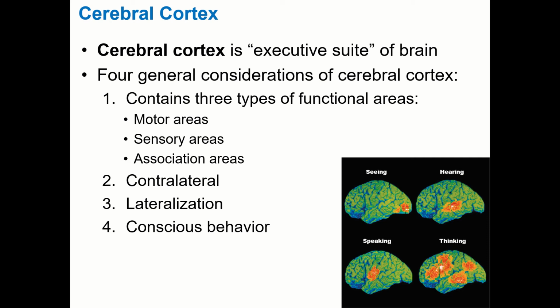Contralateral means the other side. As opposed to ipsilateral, which means same side, contralateral means the other side. In the case of the brain, what that means is that the right side of the brain controls the left side of the body. The left side of the brain controls the right side of the body. So if you get a brain injury on the left side, the symptoms of that on the left side of the brain are going to be manifest on the right side of the body, and vice versa.